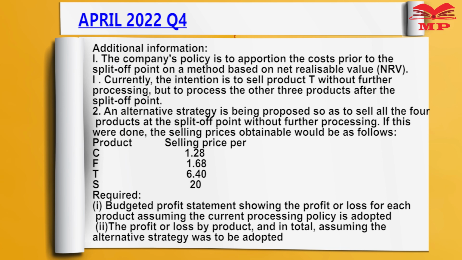Additional information, note number 1, the company's policy is to apportion the cost prior to the split-off point on a method based on net realizable value. Note number 2, currently, the intention is to sell product T without further processing, but to process the other 3 products after the split-off point. Note number 3, an alternative strategy is being proposed so as to sell all the 4 products at the split-off point without further processing. If this is done, the selling prices obtainable will be as follows. So we've been given the selling price per liter and the products. Then we are required, number 1, to prepare a budgeted profit statement showing the profit or loss for each product, assuming the current processing policies adopted.